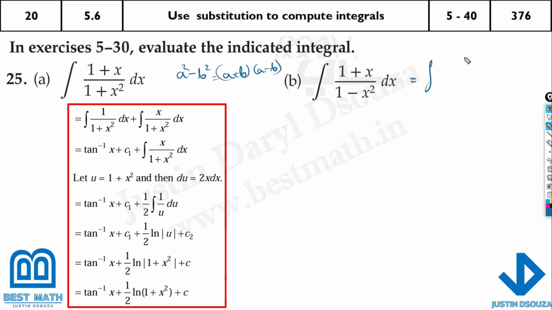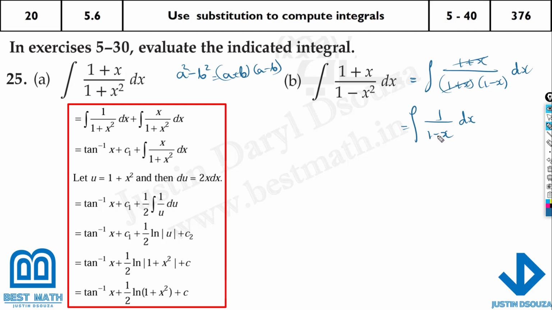So let me write this as (1 plus x) divided by (1 plus x)(1 minus x) dx. So it cancels off, right? What is remaining exactly? 1 by 1 minus x dx. This is what you need to solve for. Now how would you solve this?